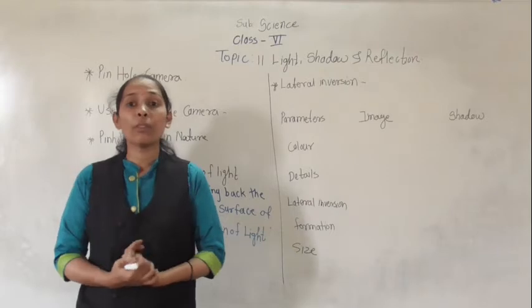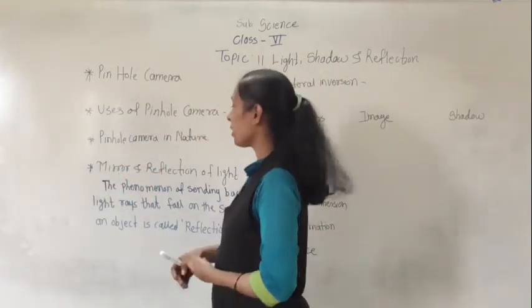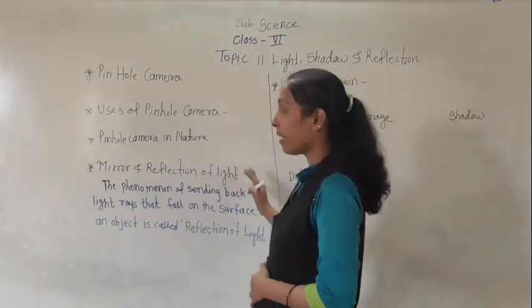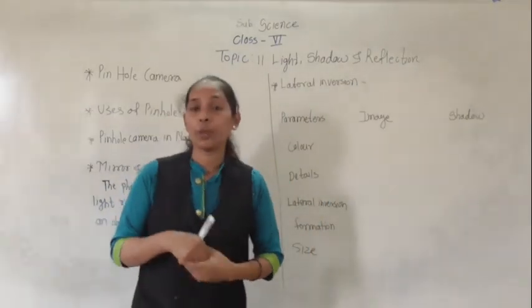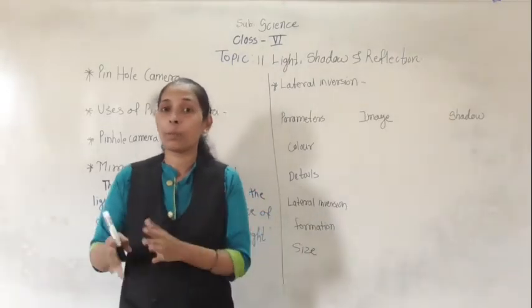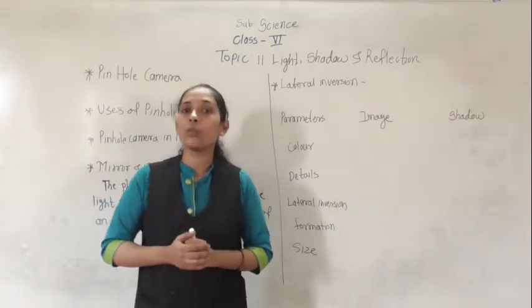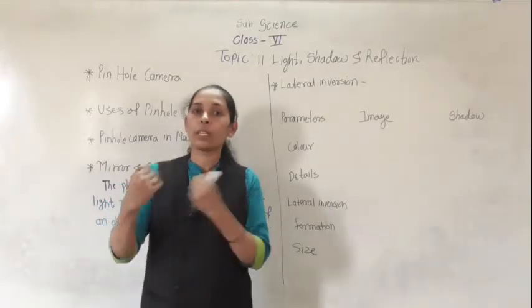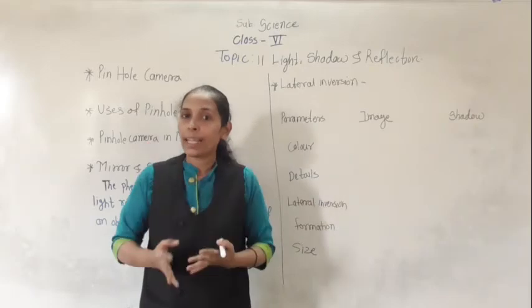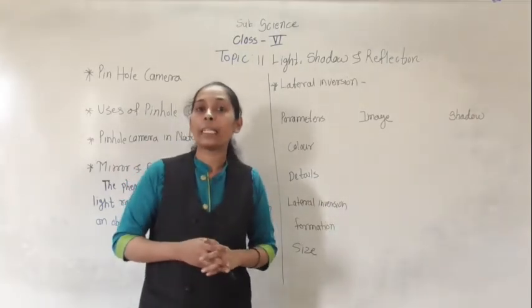My dear students, now we will move to the next and a very interesting point from the lesson, that is we are going to discuss the mirror and reflection of light. As we know, if you are playing table tennis or other games, and if we throw the ball on the wall, then what will happen? That ball will come back to us. It will bounce back to us. Like that, the same property is followed by the light rays.